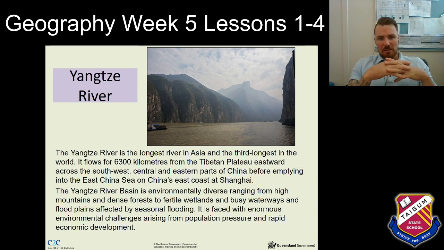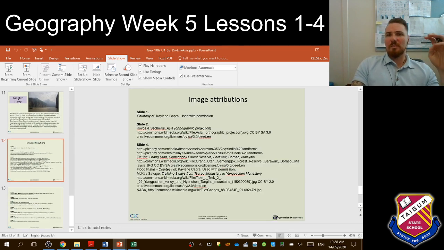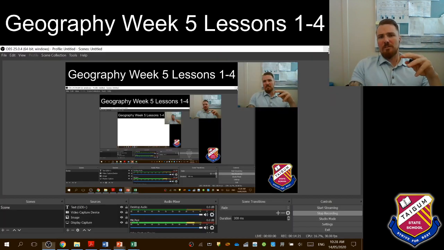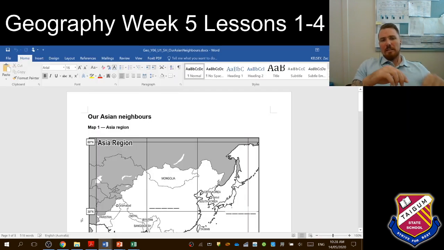The Yangtze River Basin is environmentally diverse, ranging from high mountains and dense forests to fertile wetlands and busy waterways and floodplains affected by seasonal flooding. It's faced with enormous environmental challenges arising from population pressure and rapid economic development. So lots of awesome different types of geographical features in there. And we can see that not only do we have different uses for those sorts of things, but humans are engaged and involved in those things in different ways as well.